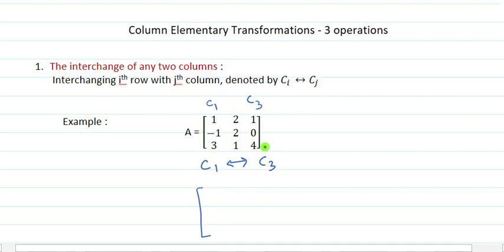So let us interchange the two. So it can be written as 1, 0, 4, no change in C2. So it will remain as it is and C1 will become C3 now. It is 1, minus 1, 3. So this is very much the same as we have done in the case of row operations.